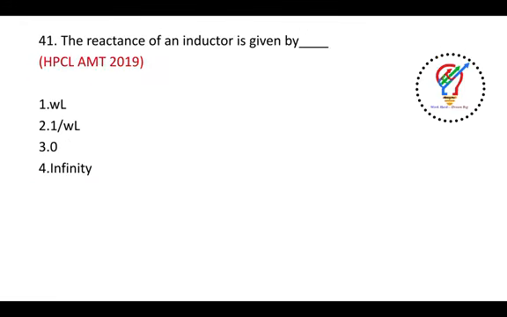Okay, next question, the reactance of an inductor is given by. Reactance XL is nothing but omega into L, where omega can be represented as 2 pi F, into L. This was asked in the HPCL AMT paper 2019. The reactance of an inductor is given like this. What about the capacitance?